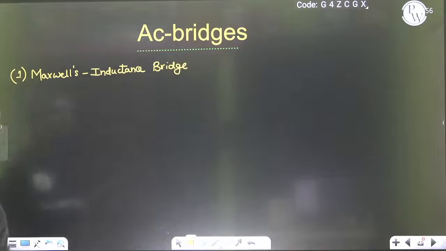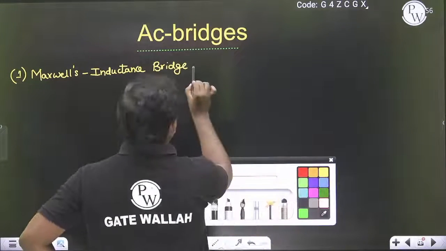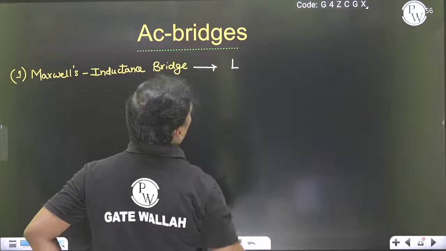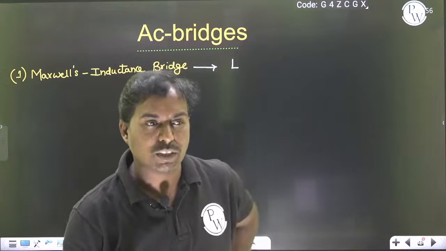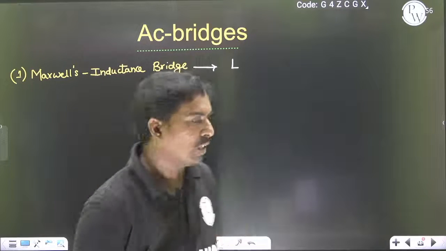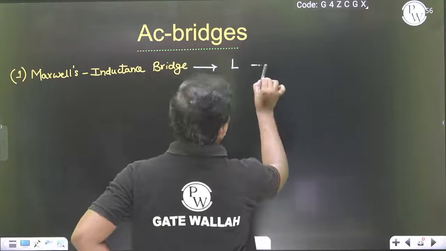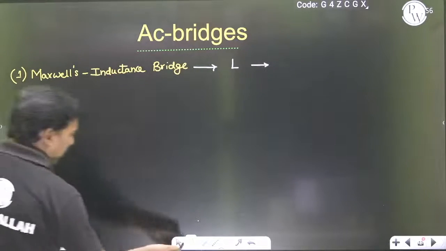So the feature of this Maxwell inductance bridge here is, it is suitable for self-inductance measurement of a coil. So Maxwell inductance bridge is suitable for inductance measurement of a coil. But the condition is, I will tell you, the second one is also the same.